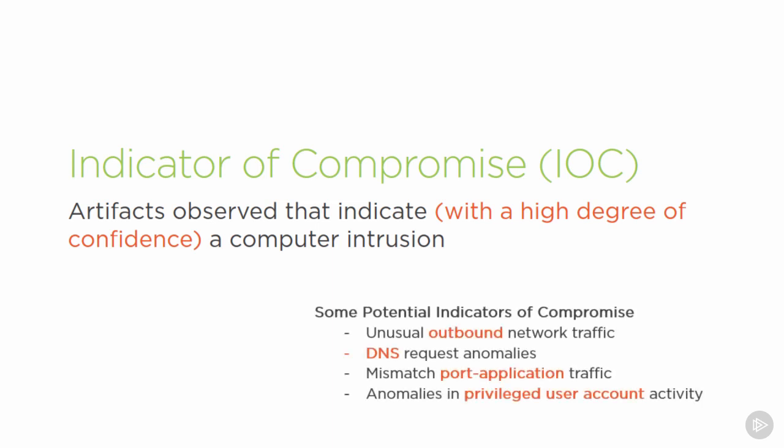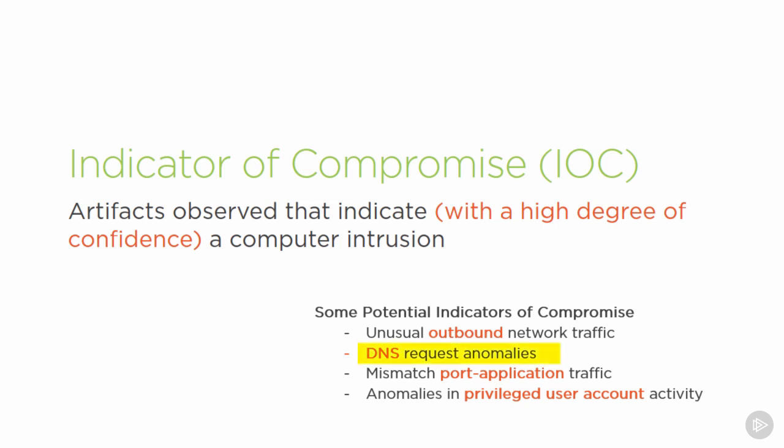Now, some things that may be an indicator of compromise, and these are just a few things, there are of course more, but unusual outbound network traffic. So if we have a baseline set, or we know we have a certain amount of traffic and all of a sudden we see a massive spike in outbound traffic, well, that could mean what? That could mean someone's trying to exfiltrate or upload or remove data from our networks.